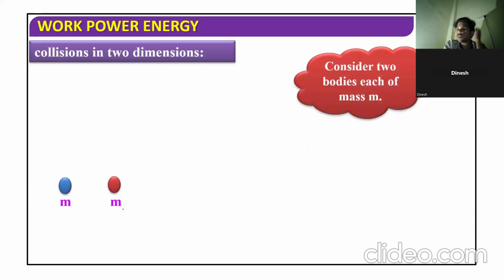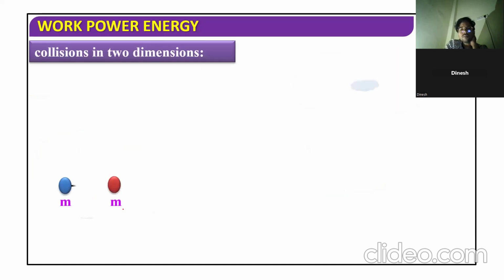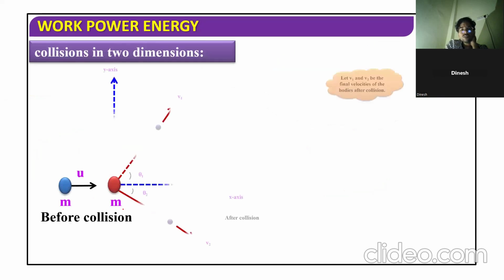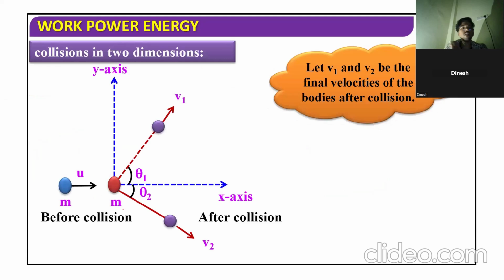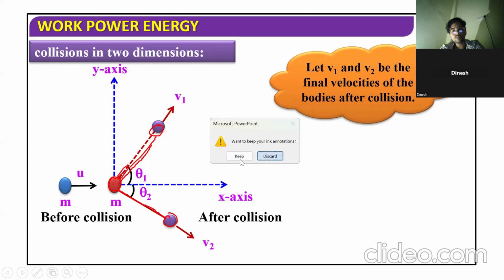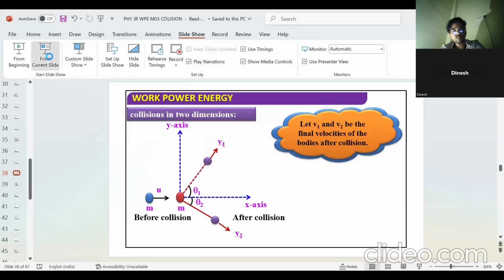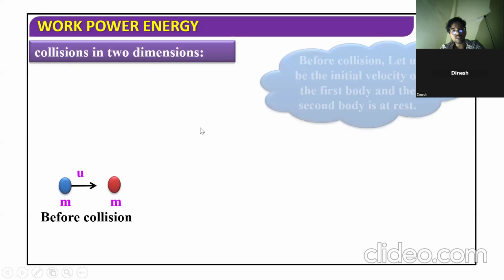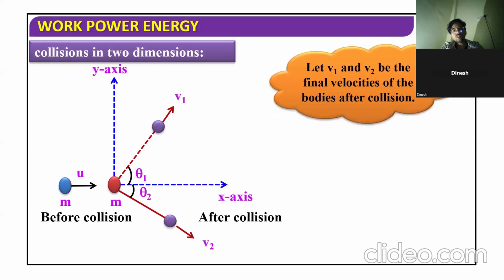Now collision in 2 dimension. Consider two bodies, each of mass m. Before collision, after collision, can you check? This body is colliding with this particle. It is going in this direction. It is moving in this direction. It is oblique, the lines of action are different. Like this. V1, V2 are the final velocities after collision.